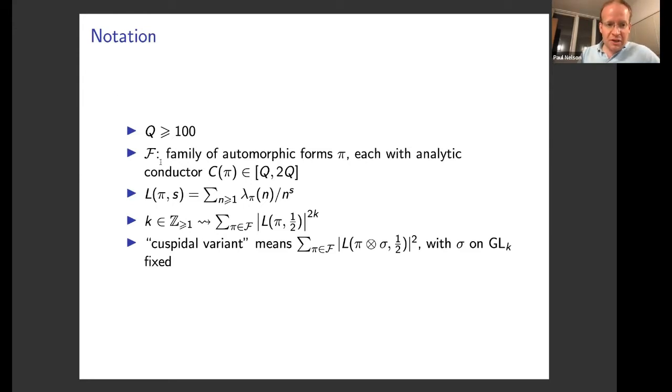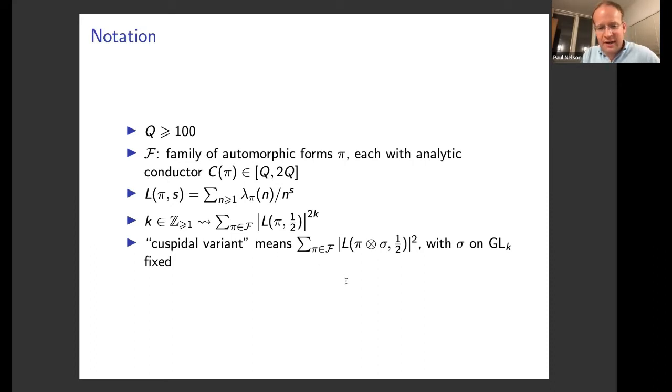So just as a bit of notation, I'll always write Q for the analytic conductor, at least approximately, of something. More precisely, of the elements of some family of automorphic forms that I'll call F. I'll write L of pi s or L of s pi for the L function. I'll spend some time talking about integral moments of L functions, which are, of course, a tool often used to bound them. And K will denote half the exponent.